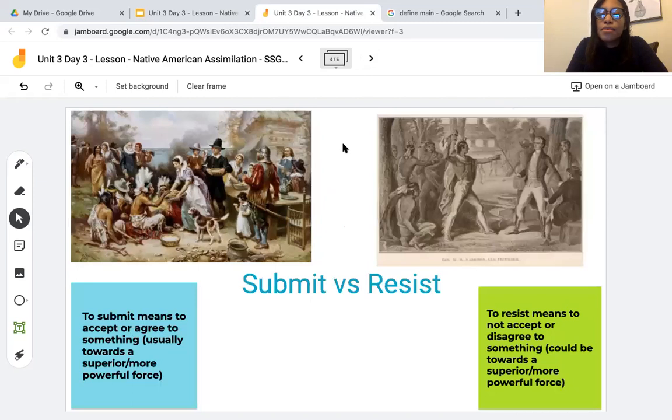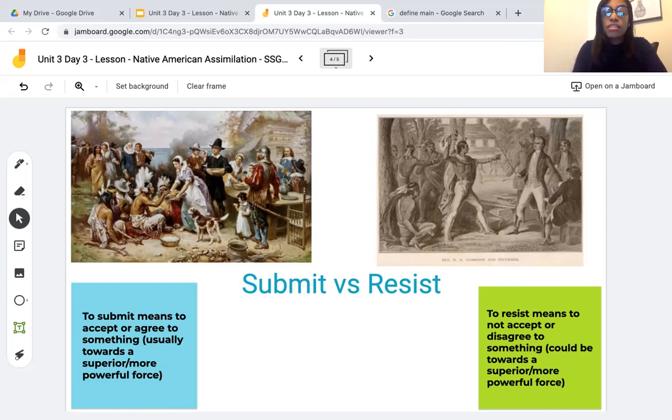The last concepts that you really want to drive home with the students would be submit versus resist. So here we have perfect depictions of Native Americans either resisting the colonizers, and here we have them submitting to the colonizers. And you want to kind of explain, well, what does that mean? Why are they resisting? Why are they submitting? So here it's a clear act of resistance, like get away. So what do you think resistance means based on this image here? We're not accepting you. We don't want you here. It's a no, it's disagreement.